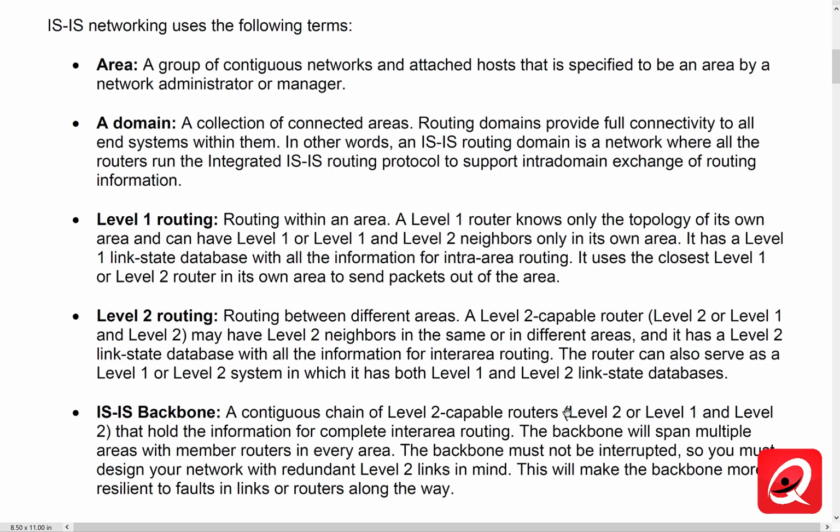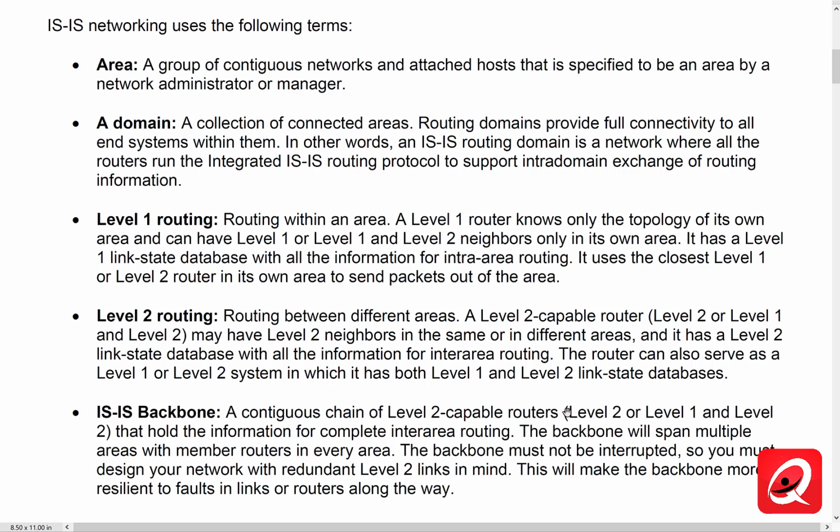Here are some of the terms that I've referenced throughout this discussion. An area is a group of contiguous networks and attached hosts that are specified to be in an area by you, the administrator. The domain is a collection of connected areas, what I was basically just drawing there a second ago. Routing domains provide full connectivity to all end systems within them. Think of a routing domain as kind of like an autonomous system, right?